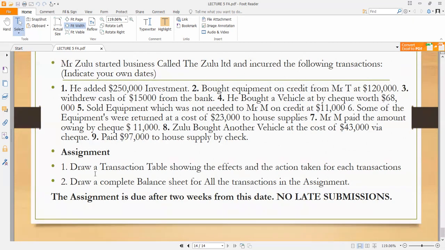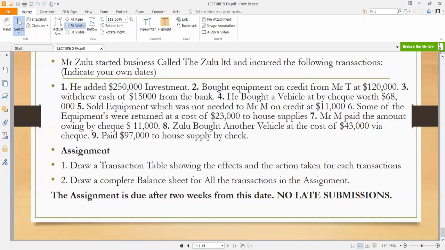So the assignment is: draw a transaction table showing the effects and the action taken for each transaction. Second, draw a complete balance sheet for all the transactions in the assignment. The instruction for the assignment is that it is due 2 weeks from this date. No late submissions.